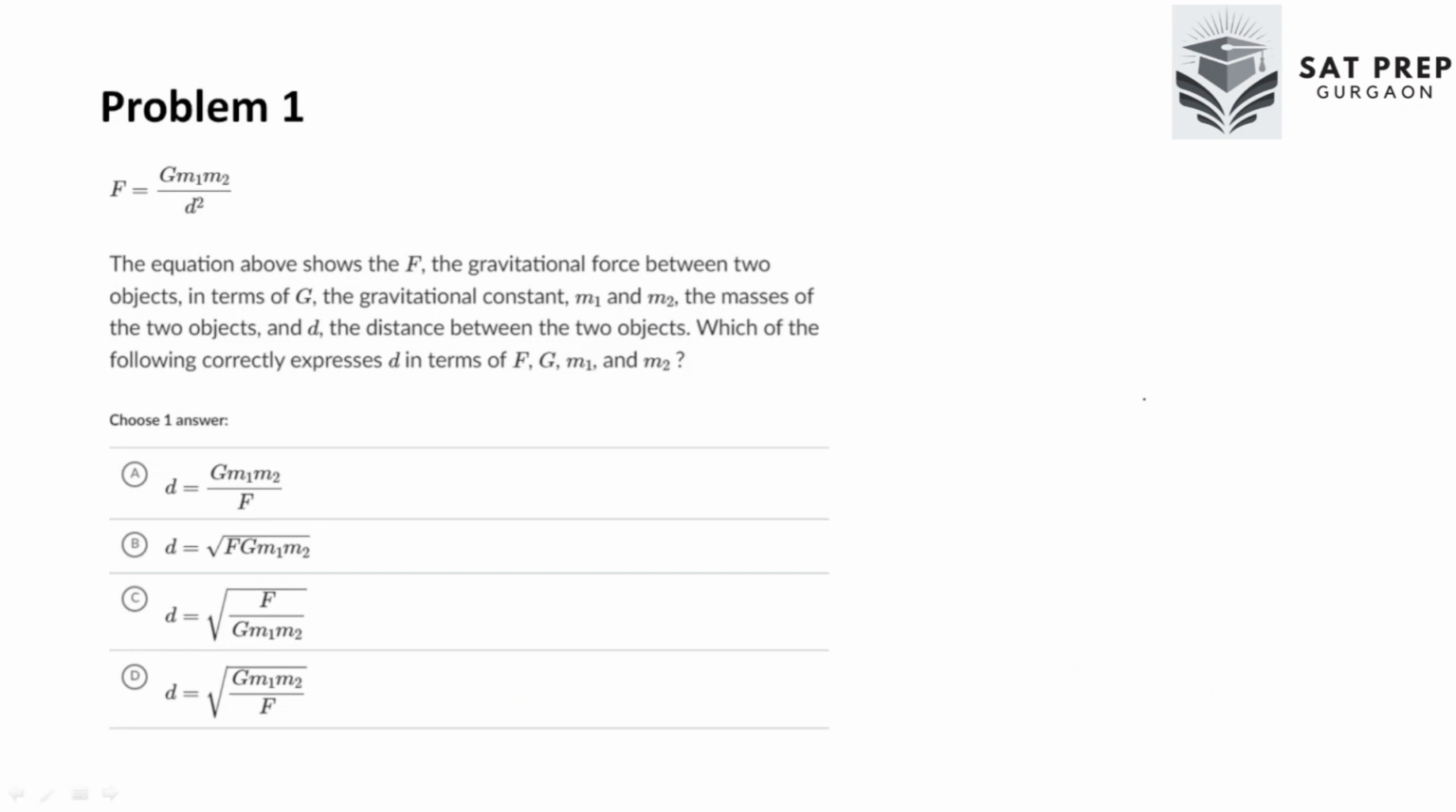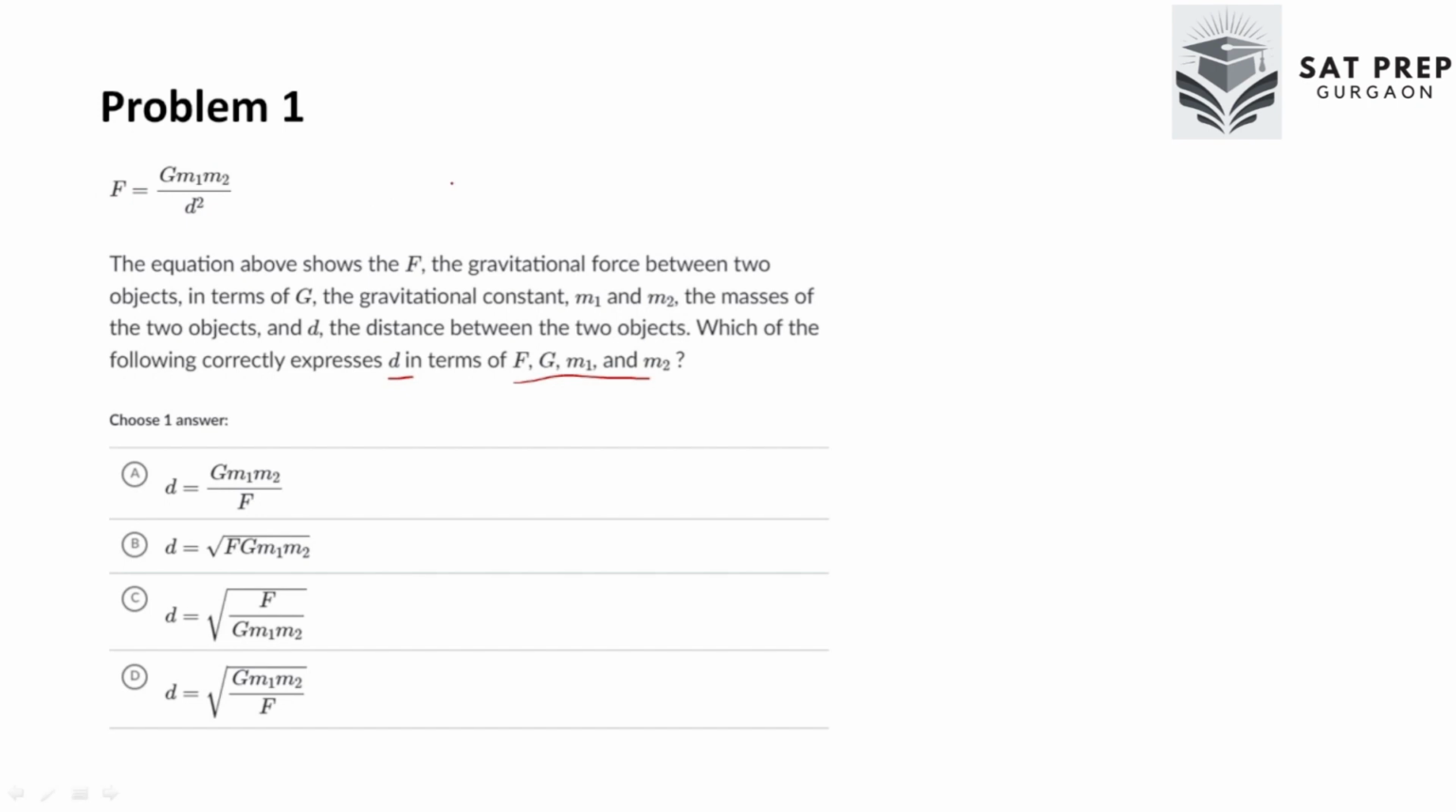The first one here gives a formula for gravitational force. Now, as I've said earlier, we don't need to concern ourselves with reading everything given in the question. Let's just focus on what it wants. It wants us to express D in terms of all the other quantities. And if you notice, all the options have D on the left hand side. So we basically need to do certain operations and bring D on the left hand side and everything else on the right hand side.